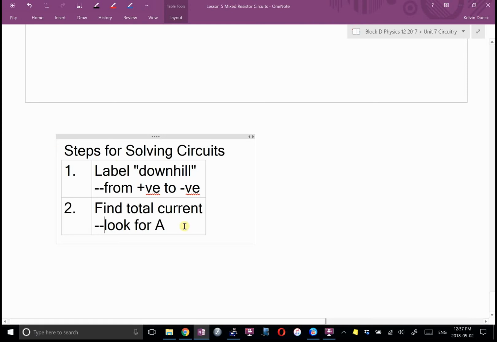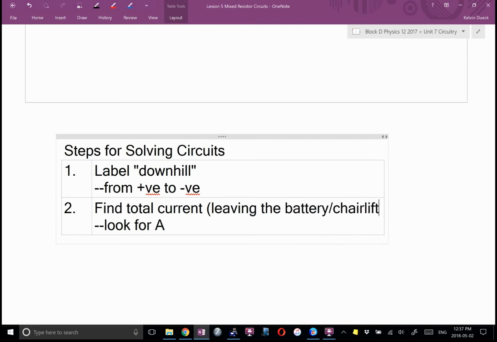And what do I mean by total current? I mean total current, and you can put brackets if you want, leaving the battery, the chairlift. That's what we're looking for. If you get that, trust me, the question's going to fall apart. Sometimes they'll give it to me, sometimes it's obvious. Sometimes they told me the two branches, how much current is each of those. If I backtrack, I just add them together, that's the total current must be flowing in using Kirchhoff's laws.